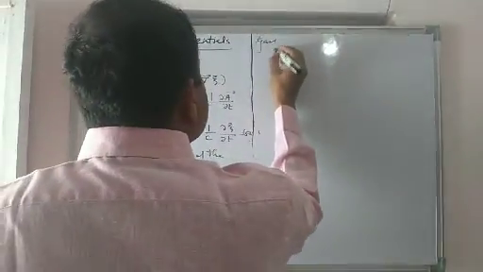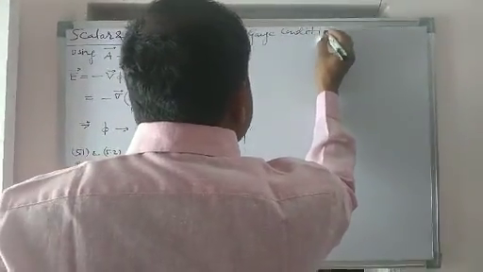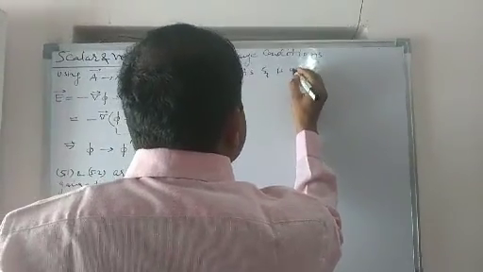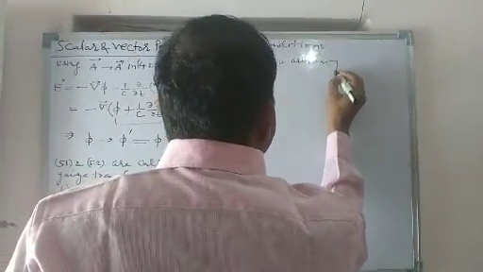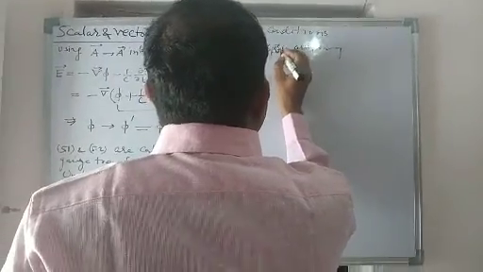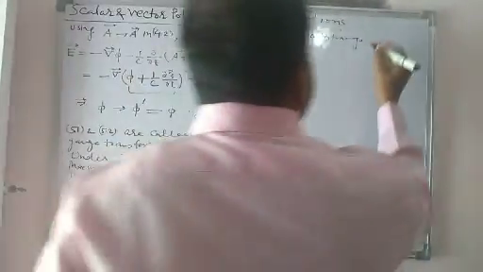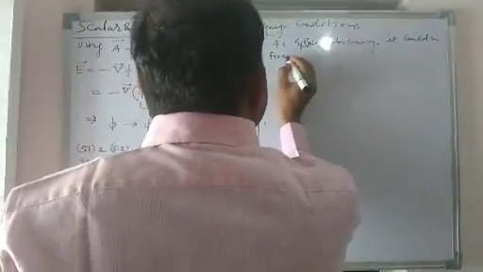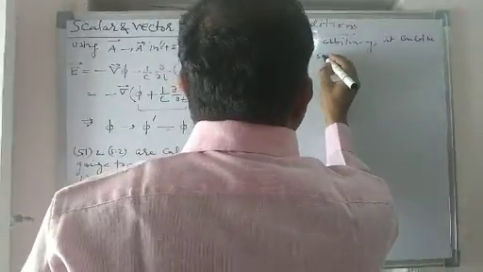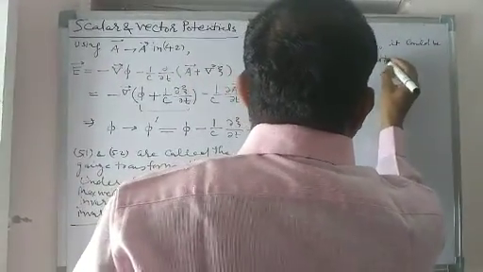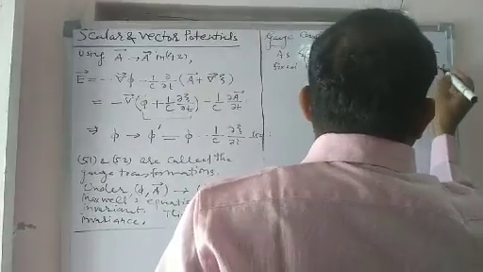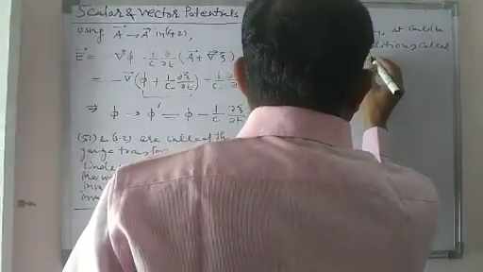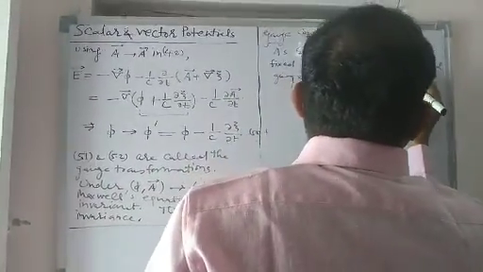So gauge conditions. Because xi is arbitrary, so this is basically xi of r and t. So xi is arbitrary, it could be fixed by some conditions called gauge conditions, and this is called gauge fixing.